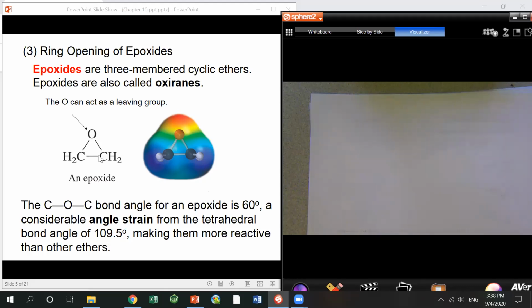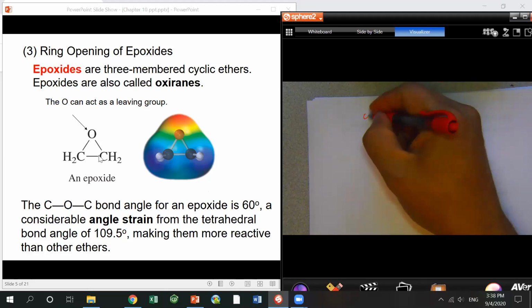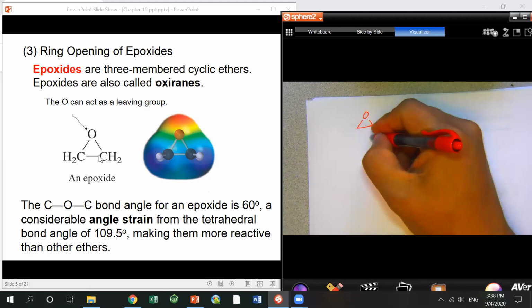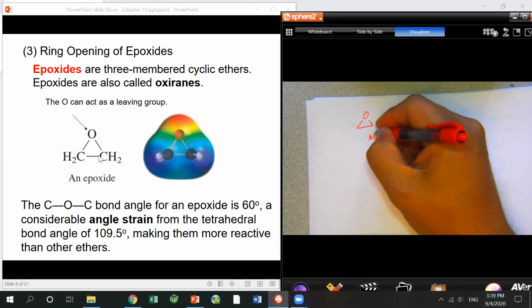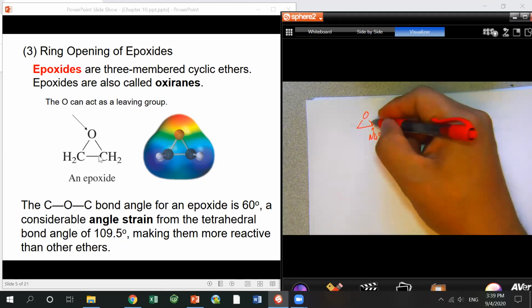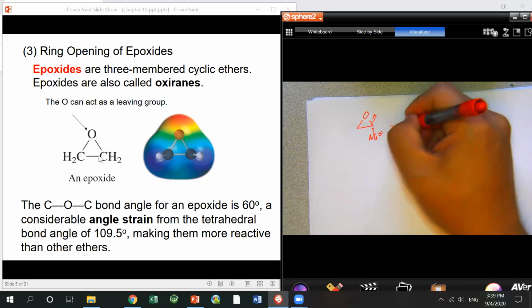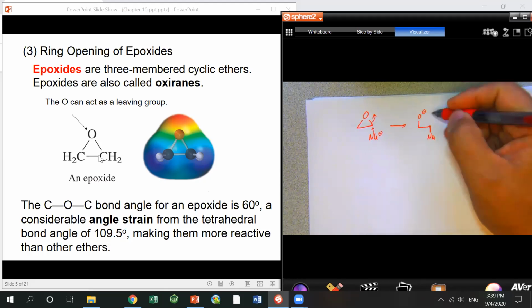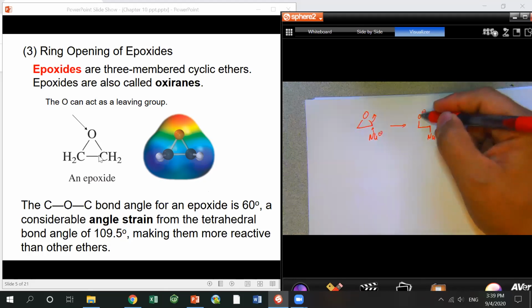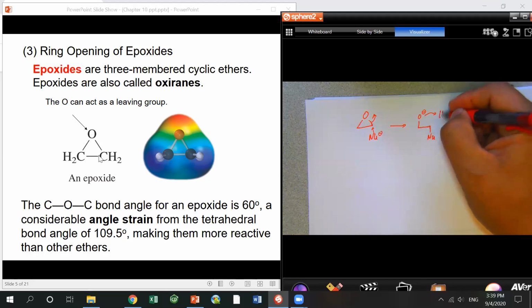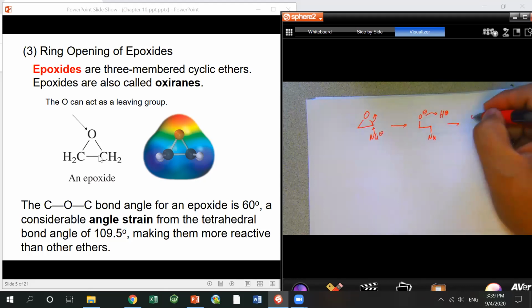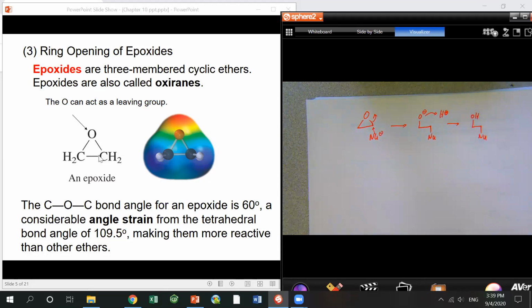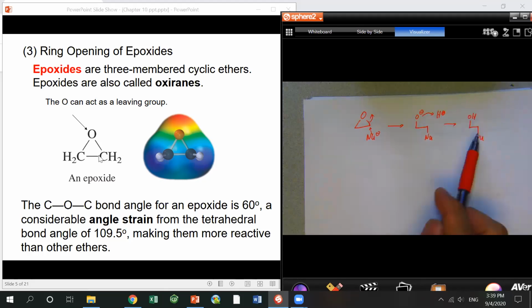The overall reaction happens like this. We have an epoxide, and then some nucleophile comes in, attacks one of the carbons and opens the ring, and you generate something like this. Then normally you do the workup, where the O minus picks up an H plus from the solvent, and gives the alcohol. So that's the overall reaction: you convert epoxide into alcohol.